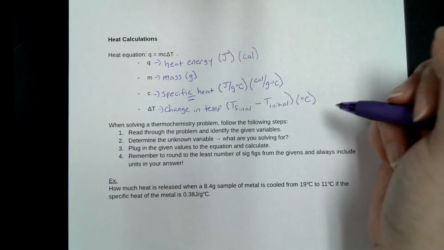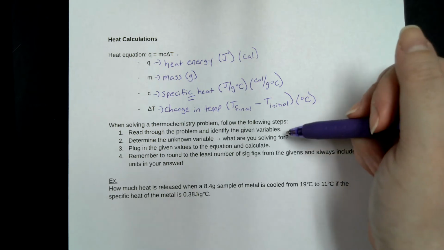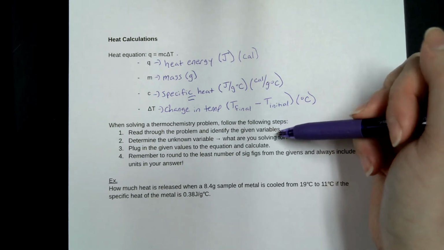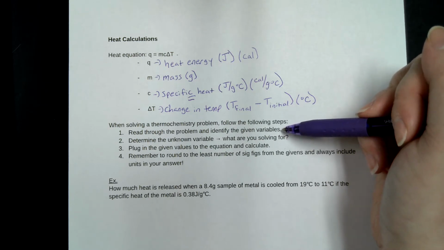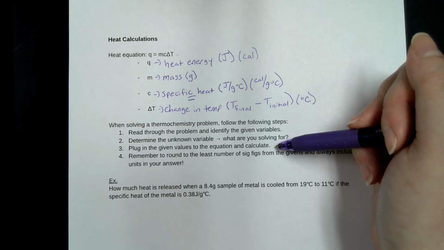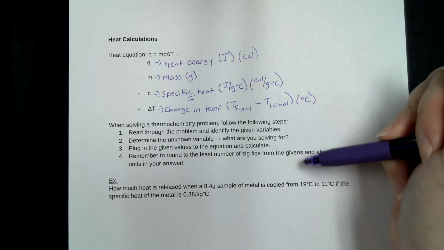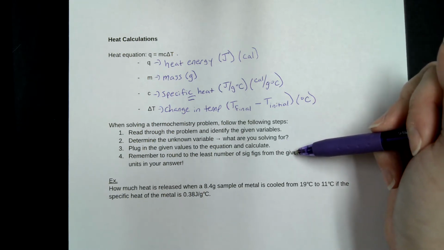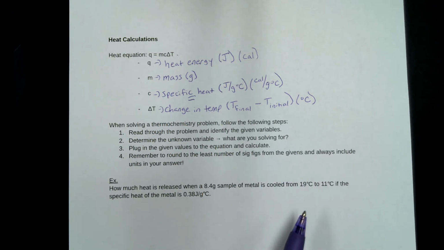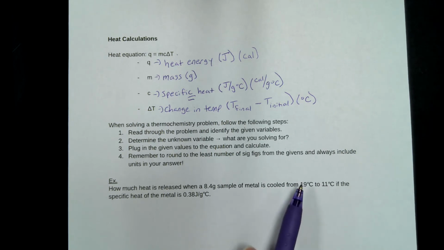Now, when we go through and start solving these thermochemistry problems using our heat equation, we can think about following these steps here. So the first thing we want to do is always read through the problem and identify our given variables. So what do we know? Secondly, determine the unknown. What is it that we're solving for? What is the question asking? The third is our mathematical magic. We're going to plug in our values and calculate. And then last but not least, we want to round our final answer to sig figs. Now we go with the smallest number of sig figs from the givens. So we're going to go back to those givens and look at how many sig figs each of them has, and then make sure our final answer matches whoever has the least number of sig figs. And as always, we definitely want to include units in our answer.